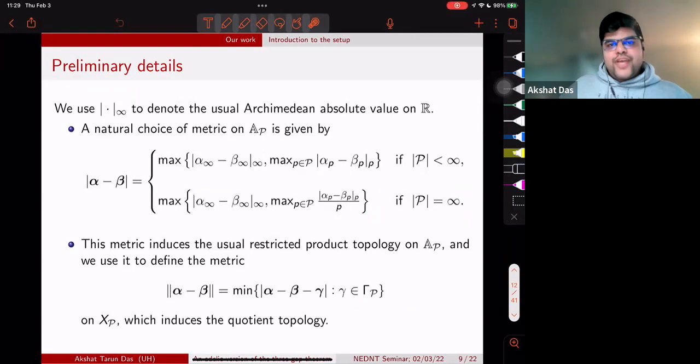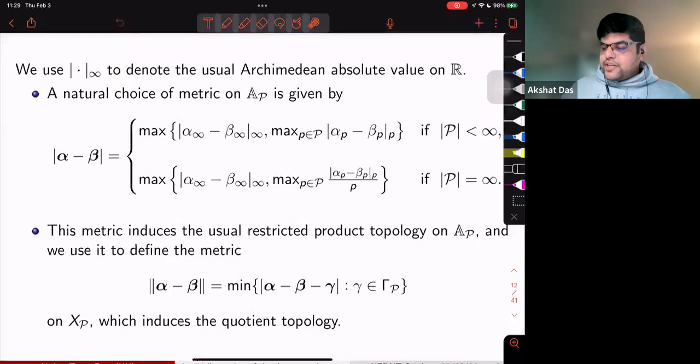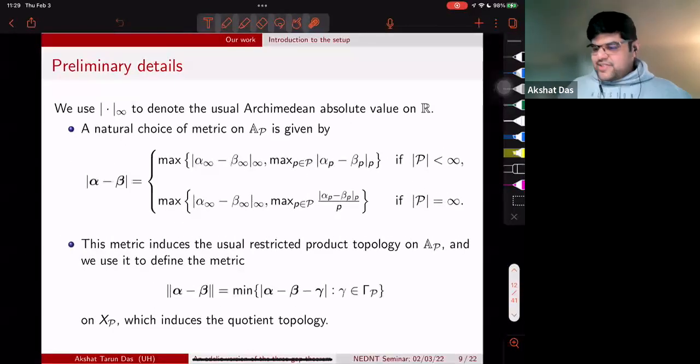Now, at this point, we have a proposition that we prove, which makes life a bit easier for us, because what we prove is that we don't need to take the minimum over all the elements of gamma P. It is enough to just consider gamma to be equal to 0, 1, and -1. So if we take the minimum over that, that should be good enough. And this gives the quotient topology on the adelic torus. Okay, so that was the description of the metric that we have.